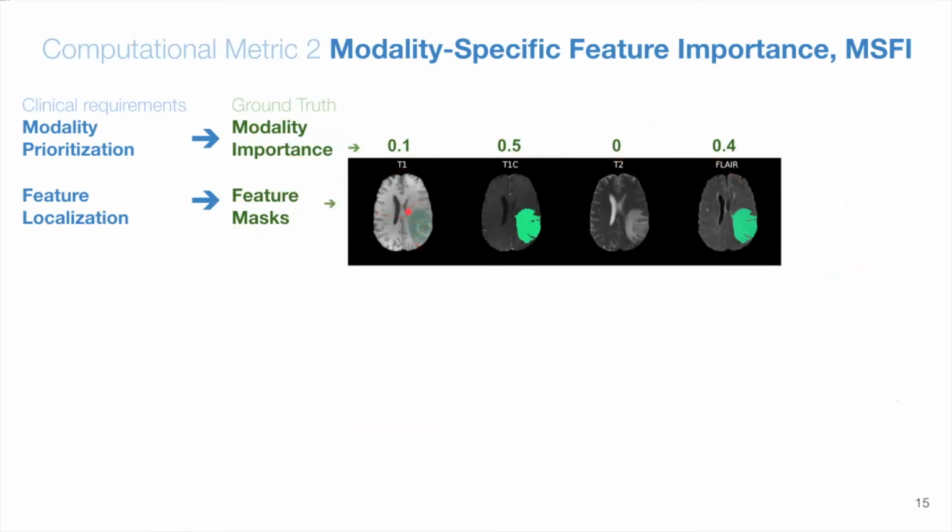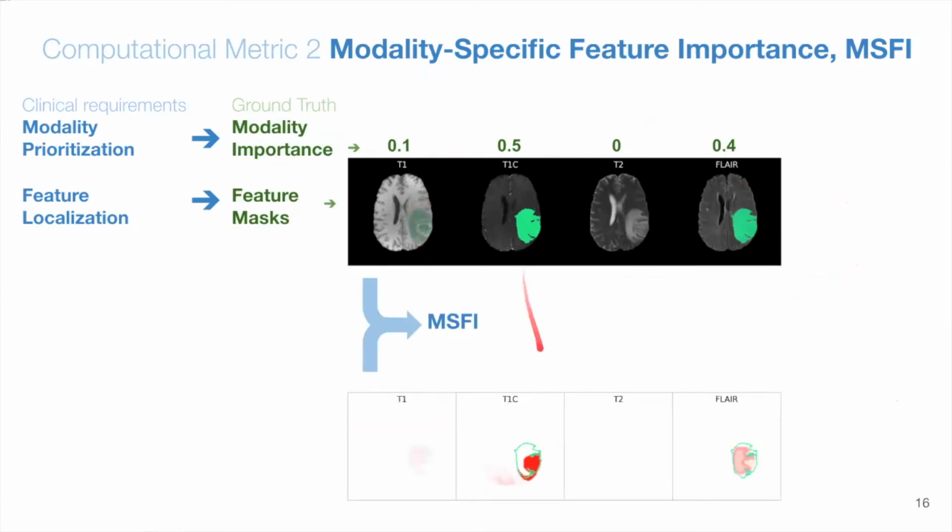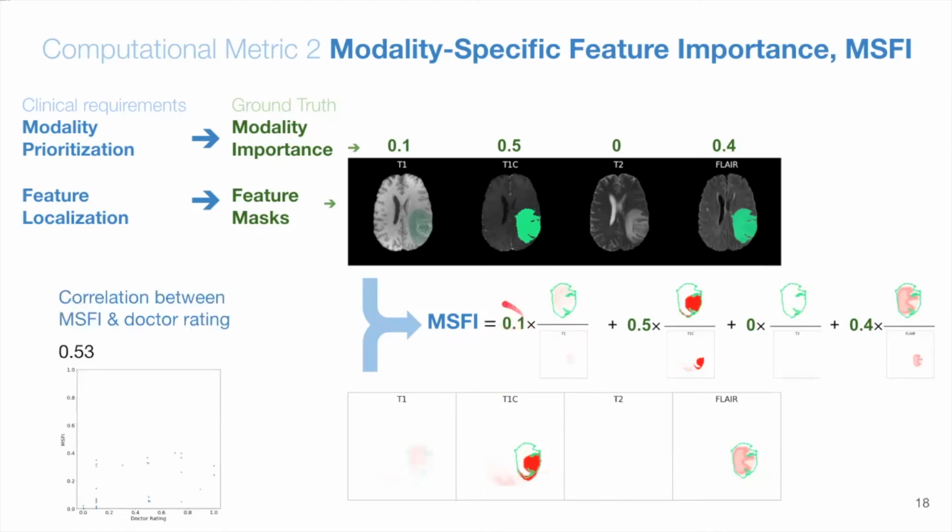The MSFI score measures how closely a saliency map matches such a ground truth. So if a saliency map correctly localizes the important features for prediction, and also the saliency map values inside the feature mask agree with such modality prioritization, the MSFI score will be high. Specifically, for each modality, MSFI calculates the portion of saliency map values inside the ground truth masks, weighted by the normalized modality importance value. We compare MSFI with doctors' ground truth rating, and there shows a moderate correlation.